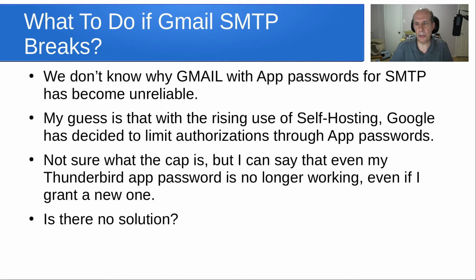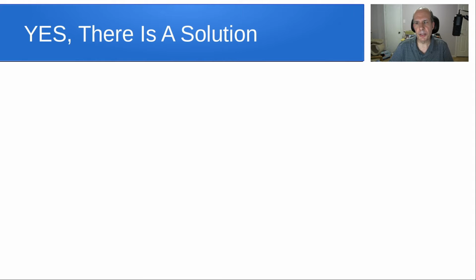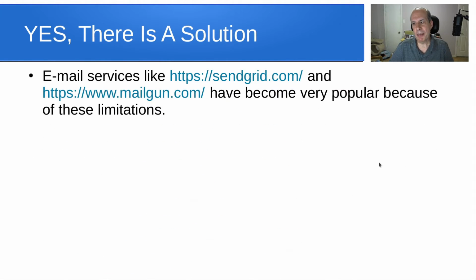Is there no solution? Well, yes, of course there's a solution. That's the whole point of this video. Email services like SendGrid and Mailgun have become very popular because of these limitations. And one of their main functions is being able to send SMTP mail.